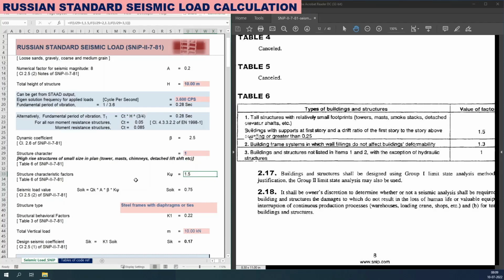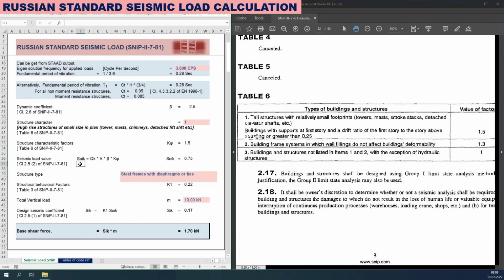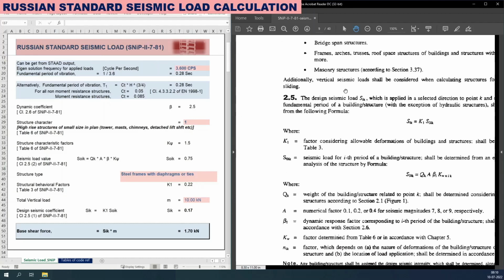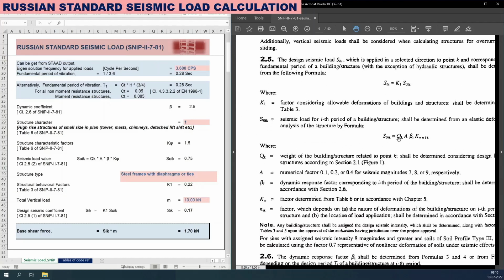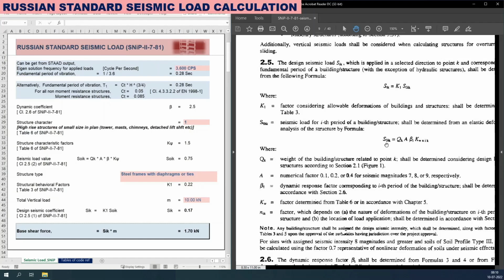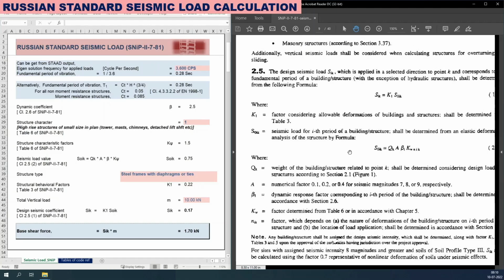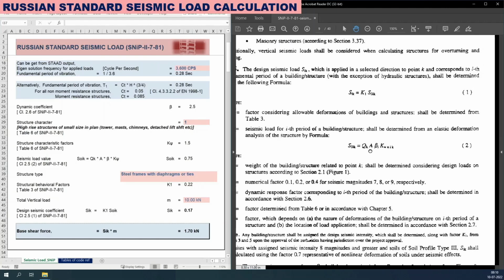Then the next one is the seismic load value. For that we need to refer to clause 2.5.2 of SNIP 2.01.07. We need to refer to page number 9 for this. So here you can see the formula to calculate the seismic load value: S0ik equals Qk into A beta i Kψ ηik. So we have almost calculated all the factors.